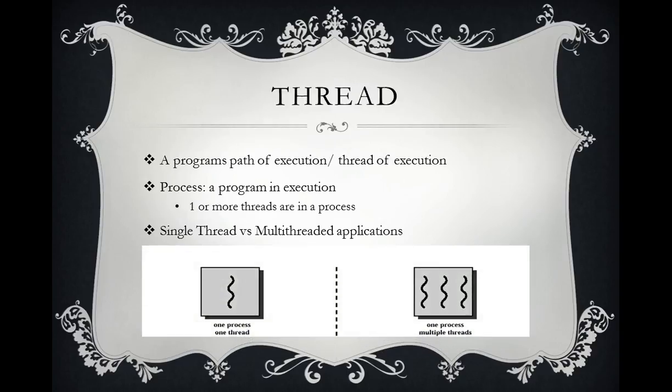And this is a picture that pretty much clarifies what I mean. For example, this single-threaded application is one process and there's only one thread in it. Whereas we have multi-threaded applications, which can have multiple threads. So I want to give you an example of what a multi-threaded application is. Let's just choose Microsoft Word for right now.